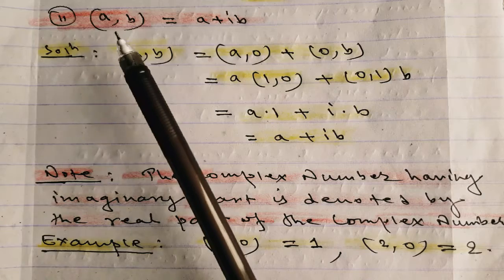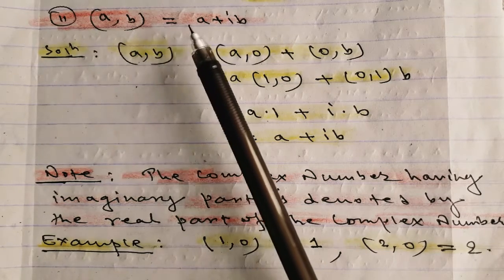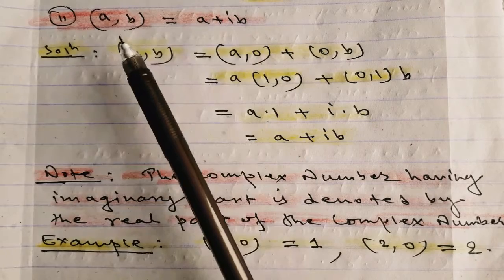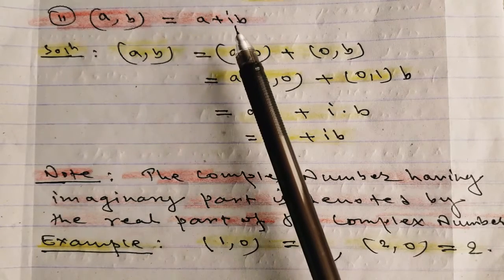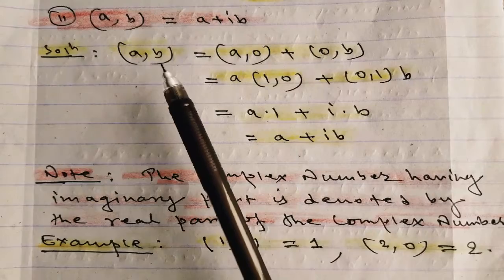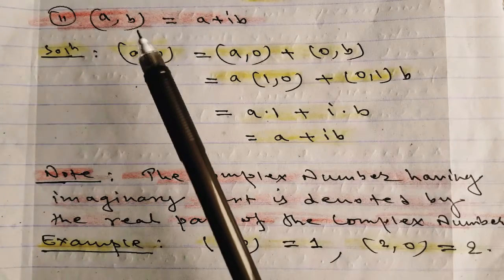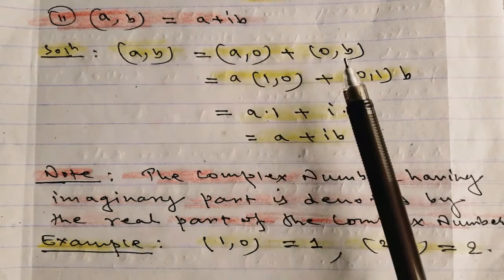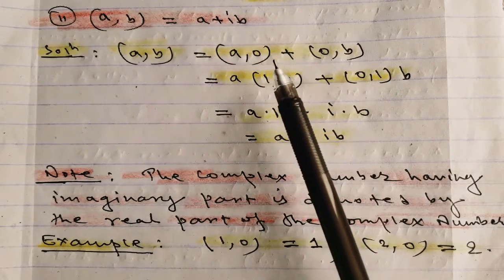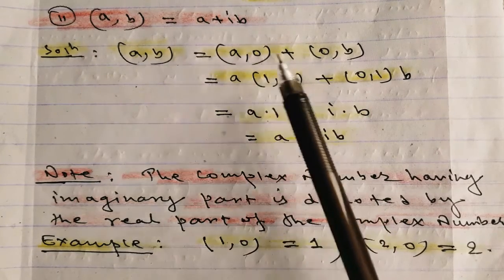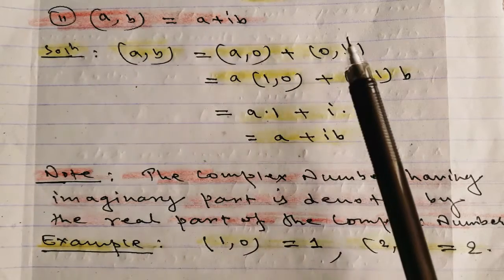The second property is, if (a, b) is any given complex number, then we can represent it by writing a + ib. That means we can write the given complex number in the form of imaginary unit i. So let's see the proof. Let's take the LHS first. (a, b) we can write as (a, 0) + (0, b). The sum of the two complex numbers (a, 0) + (0, b) will again be equal to (a, b), because a + 0 is equal to a, and 0 + b is equal to b.